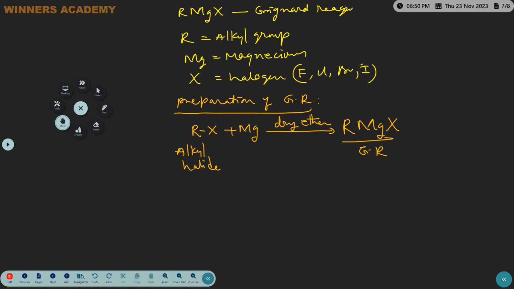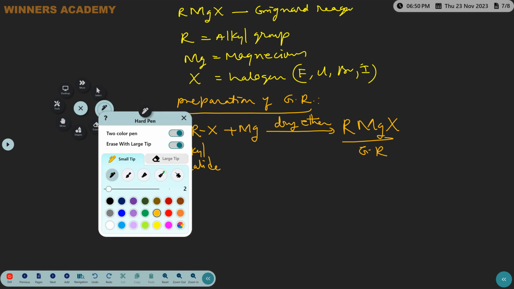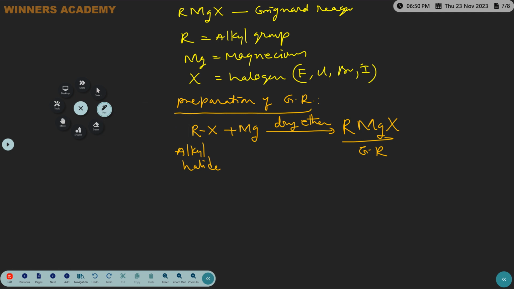From this Grignard reagent we prepare alkane. Okay. Now see here. And another example like this. Suppose here C2.